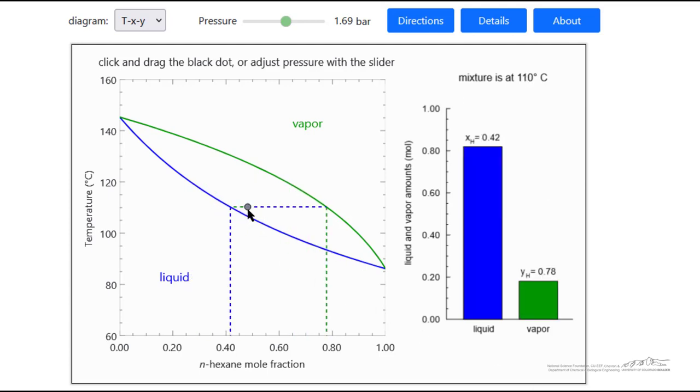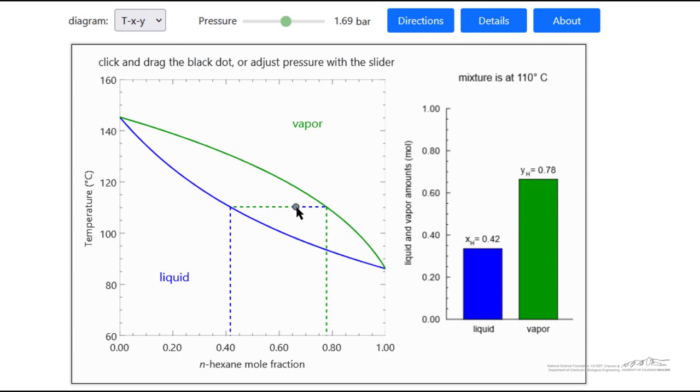So at constant temperature, and of course constant pressure, if I move the dot to the right, then what I'm doing is increasing the amount of vapor, decreasing the amount of liquid, but the mole fractions do not change if we hold the temperature constant. These types of diagrams are very valuable for understanding vapor-liquid equilibrium for mixtures.